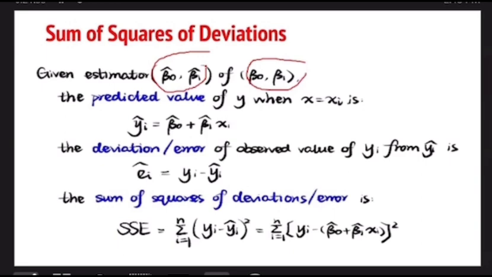Okay, now this is the model. Why am I putting a cap on y? That very y is going to be a predicted y. It's not going to be the actual y. But we can only have a predicted y if we already have a beta naught cap and a beta one cap.